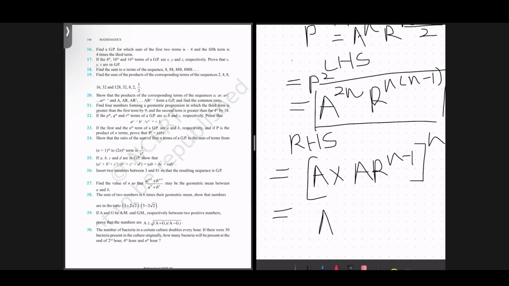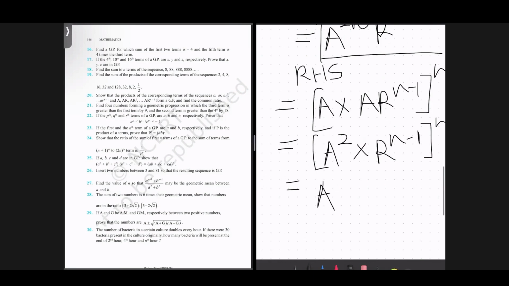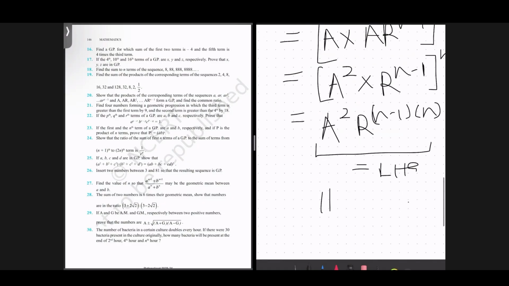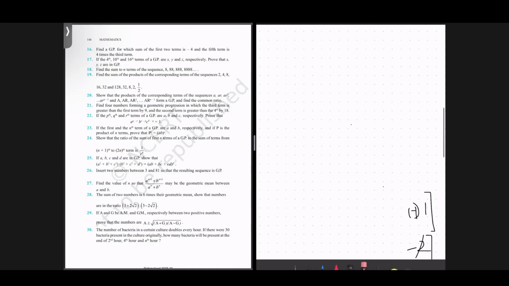Then when you do that, you get a squared into r raised to the power n minus 1, whole raised to the power n. Powers get multiplied. What you are finally left with is a squared r raised to the power (n minus 1) into n, and this is equal to your LHS. Hence proved.